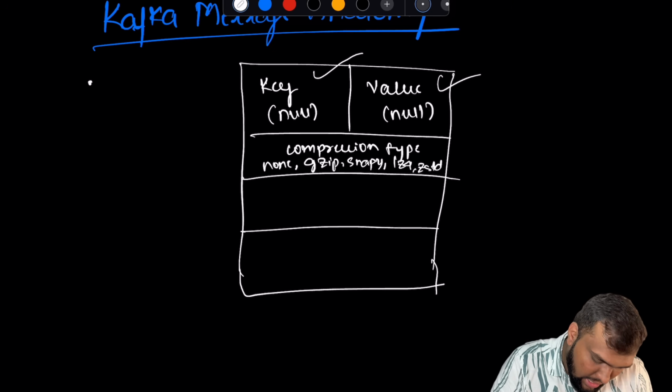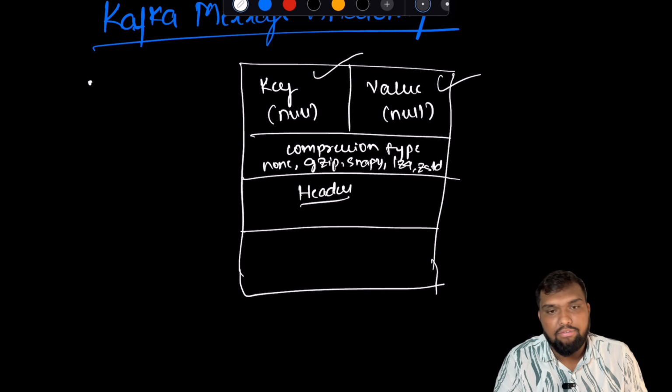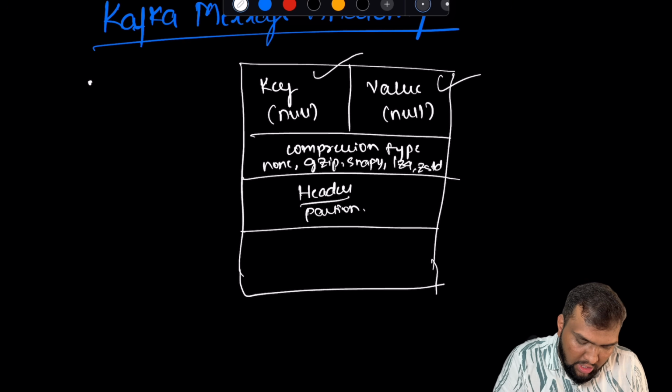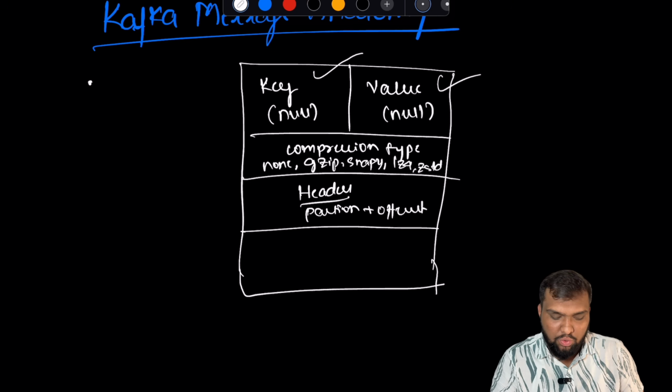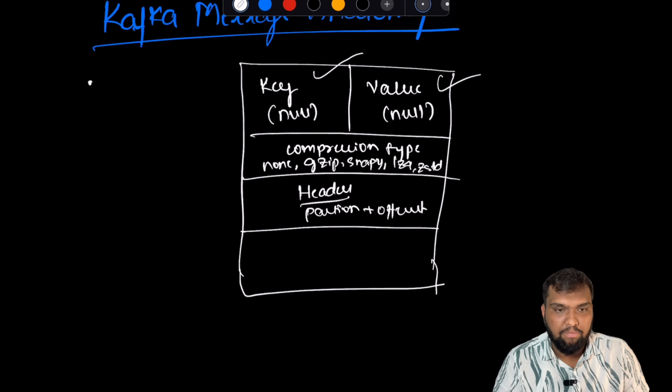Then we have headers, which is very important, and you will also have partition and offset. We will cover all of them in the series. Feel free to copy this diagram and keep it somewhere, because you will be needing it in the future as well.